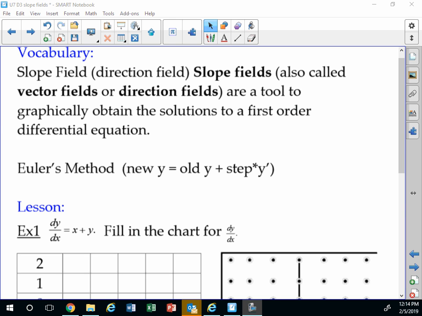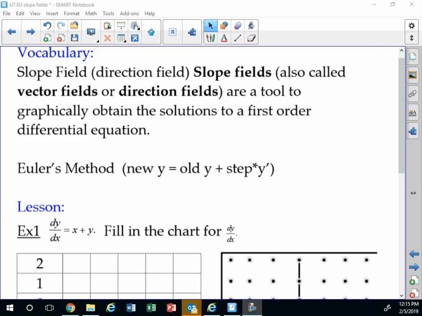Okay, so here we go. We're going to talk about slope fields. And here's what you need to know about slope fields. They are literally little lines. They're called slope fields, vector fields, direction fields. And they're a way for you to graphically obtain solutions to a first-order differential equation.